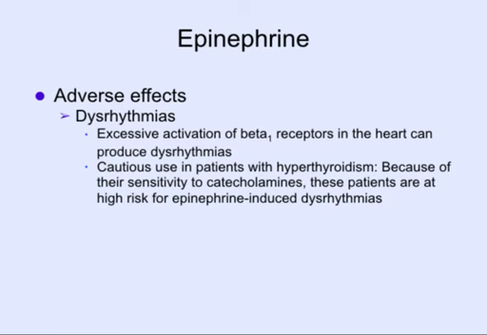Other things, dysrhythmias, and that's usually just due to the beta-1 receptor activation. Patients with hyperthyroid, you have to be a little bit more careful because they're already at risk for having dysrhythmias. So if they're on epi or you're giving them epinephrine, this could be potentiated.